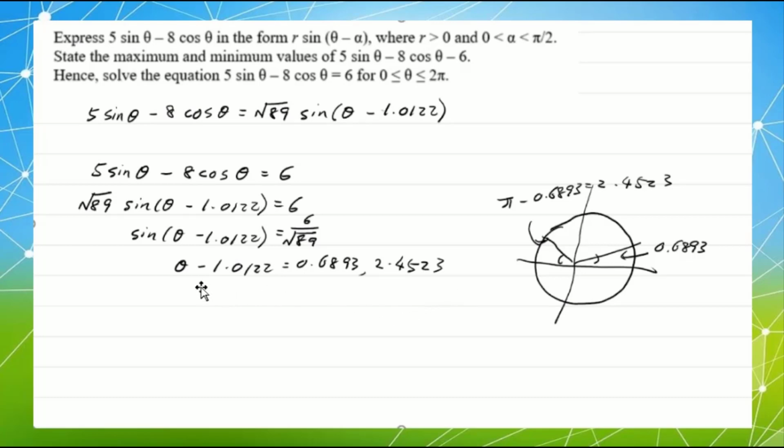Then finally we shift the value 1.0122 to the right hand side. Therefore theta is equal to 1.7015 and 3.4645.